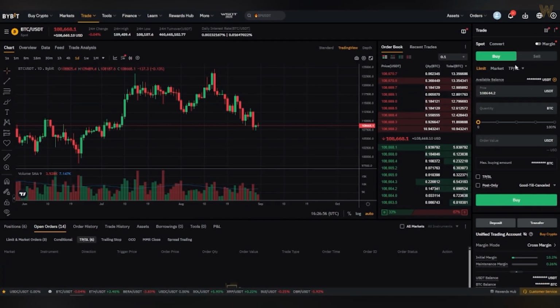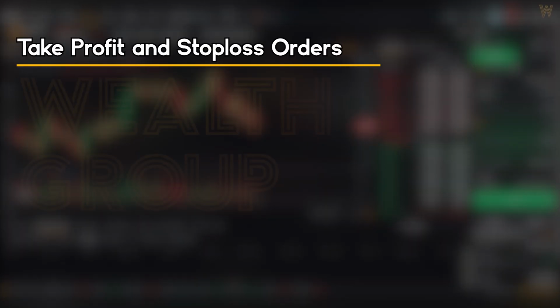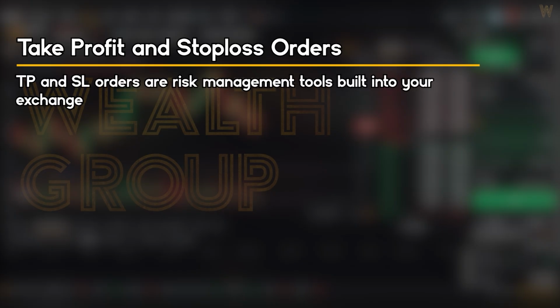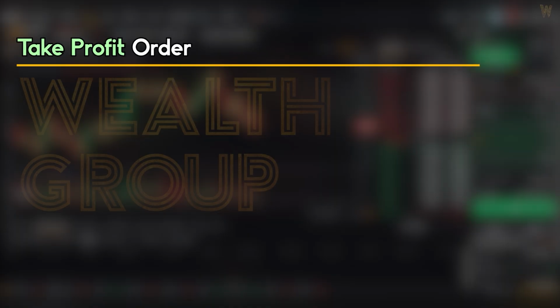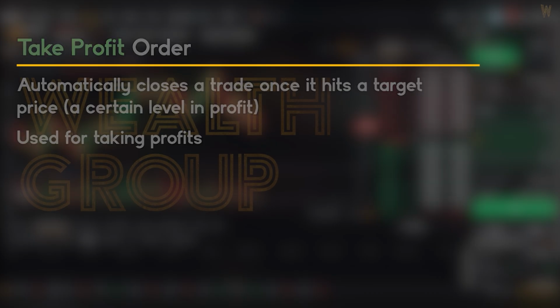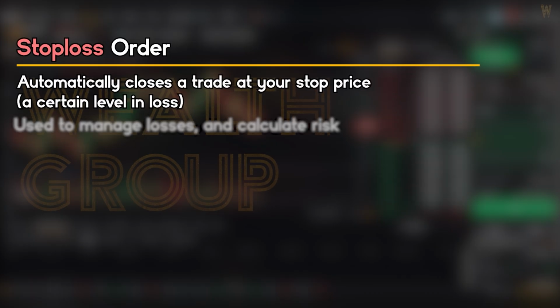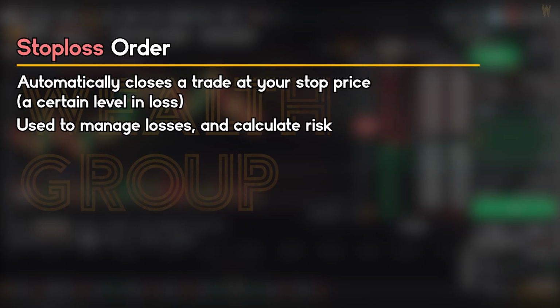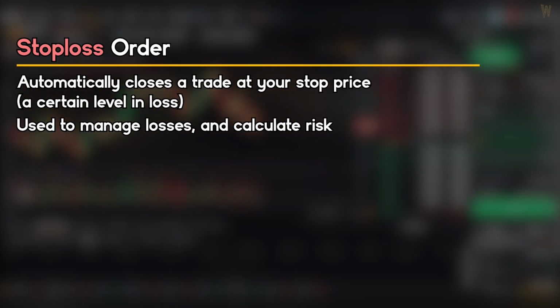Now I'm going to show you how to use take profit and stop loss orders. Take profit and stop loss orders are risk management tools already built into Bybit. A take profit order will automatically close the trade when it hits a target price, and a stop loss order will prevent you from losing more money than you are comfortable with by closing the trade when it drops to a preset level. This is basic risk management, and you can use this type of order to achieve that.